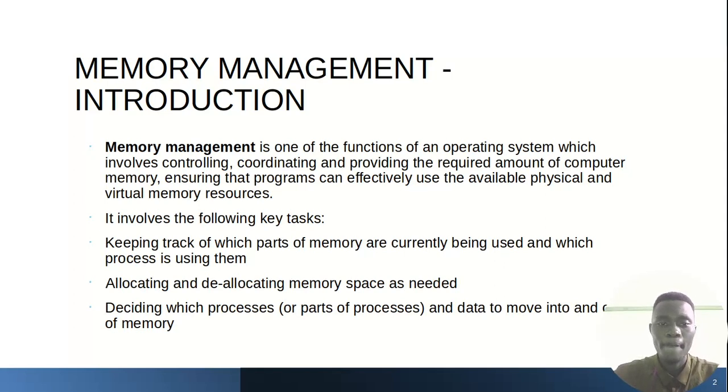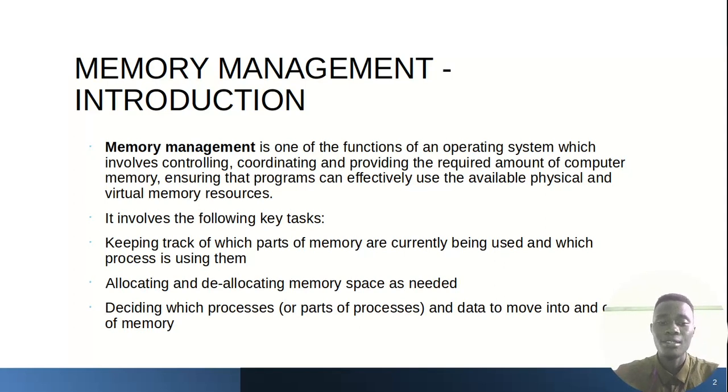And then it involves many tasks. Major tasks like keeping track of which parts of memory are currently being used, and by which processes. The operating system keeps track of which part of memory is being used by using something called process IDs, and then the amount of RAM being consumed, that is the primary memory that we are talking about in this case when we talk about memory management.